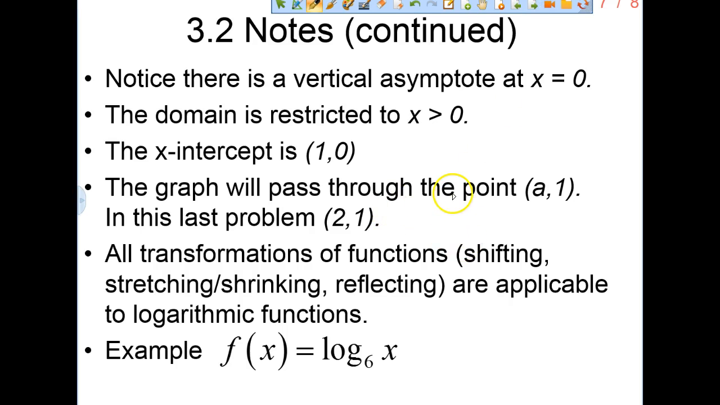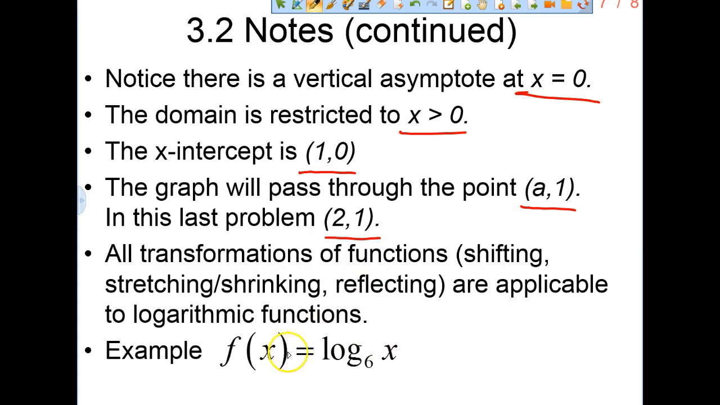All right, so we already mentioned it, but notice there is a vertical asymptote at x equals 0. The domain is restricted to be x greater than 0. The x-intercept is 1, 0, regardless of the base. The graph will always pass through the point a, comma 1, or in our problem, 2, comma 1, because the base was 2. And once again, all transformations of functions, shifting, stretching, shrinking, reflecting, are applicable to logarithmic functions, just like the ones we talked about with exponentials.